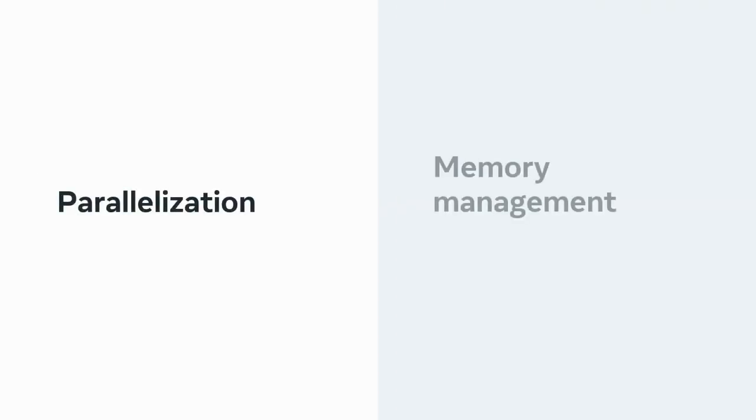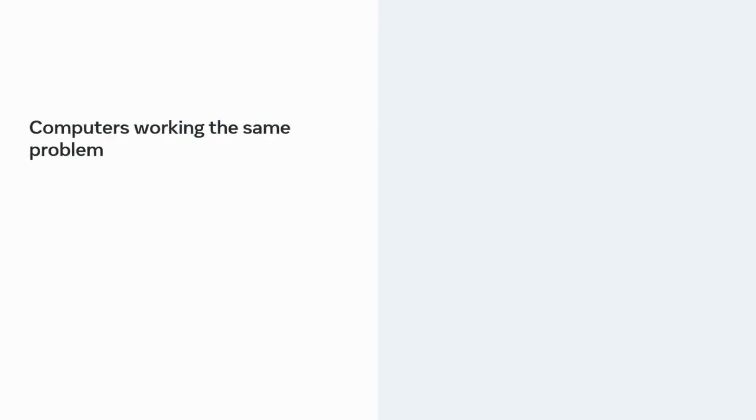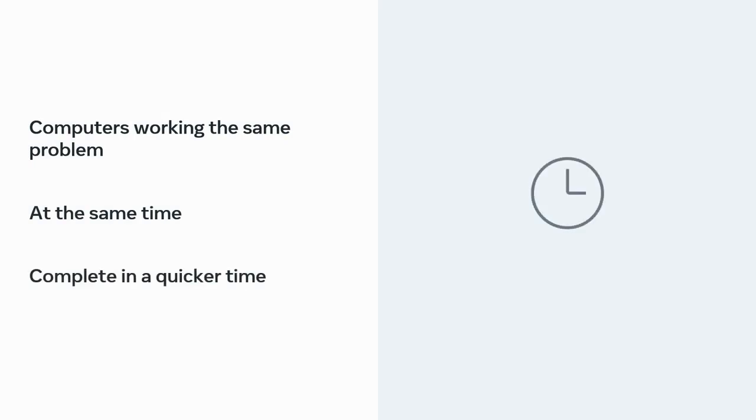There are two immediate advantages, namely parallelization and memory management. Parallelism is when you have different threads or computers working on the same problem at the same time to complete it in a quicker time. A benefit to employing divide and conquer solutions is that you can then employ parallelism when coding.